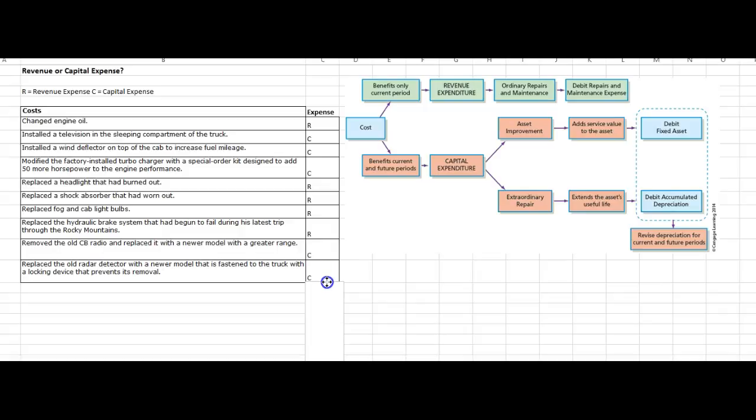And then I replaced an old radar detector with a newer model. And it's got a built-in safety feature, so they're saying that's adding to the value. Think of it as features on a car. If what you add adds to the feature of a car and would increase its value, then it's a capital expenditure. So that is how to differentiate between revenue and capital expenses. And I'll stop at that one, and then we'll go on with the rest of them.